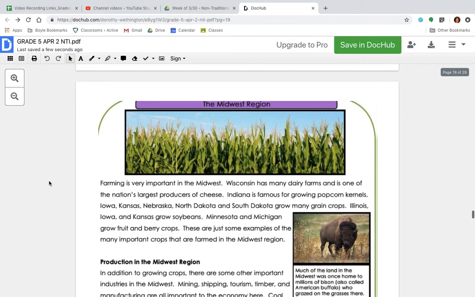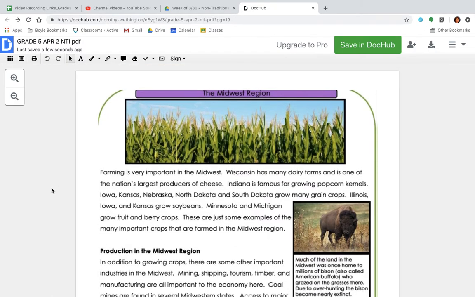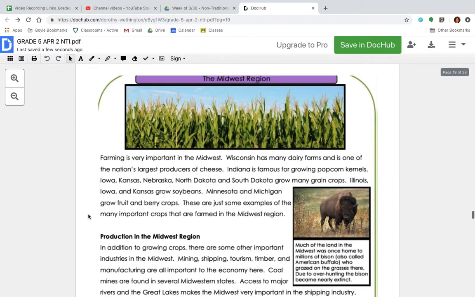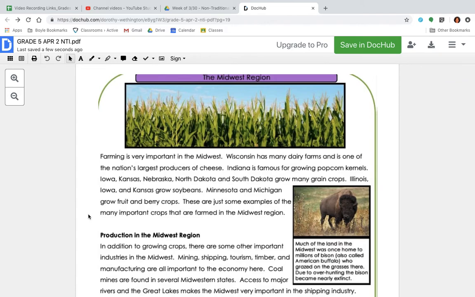The Midwest region. Farming is very important in the Midwest. Wisconsin has many dairy farms and is one of the nation's largest producers of cheese. Indiana is famous for growing popcorn kernels. Iowa, Kansas, Nebraska, North Dakota, and South Dakota grow many grain crops. Illinois, Iowa, and Kansas grow soybeans. Minnesota and Michigan grow fruit and berry crops. These are just some examples of the many important crops that are farmed in the Midwest region.